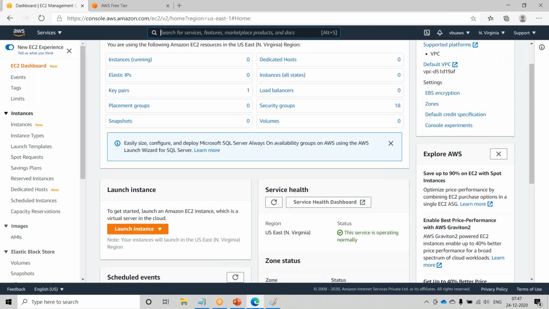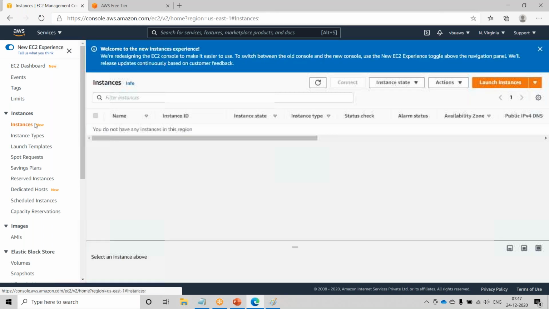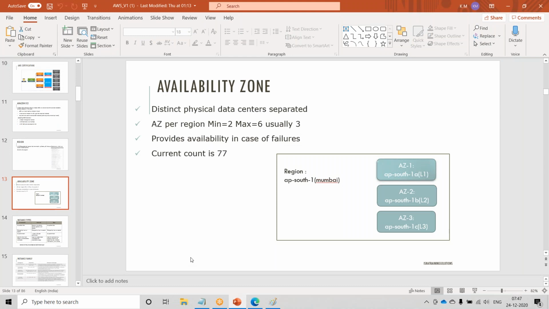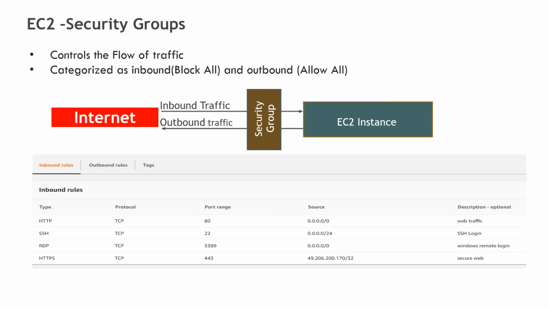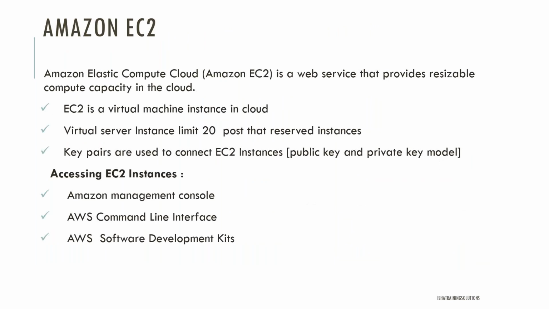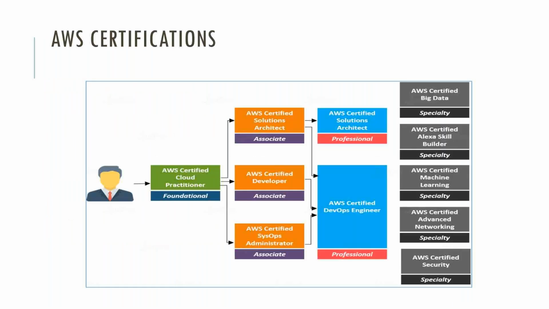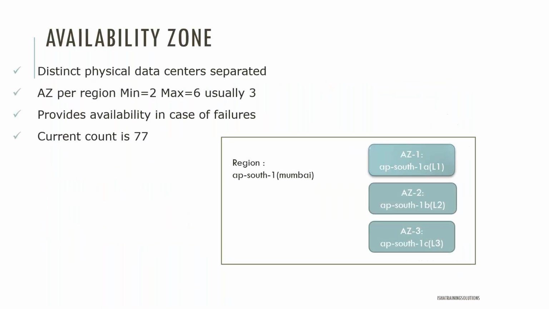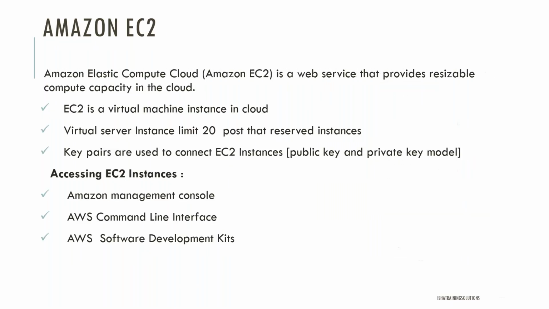On the left side you will have instances. Whenever you click instances, you will be able to see how many instances are running. Before this, we'll go to this slide. Currently you know what a region is and what an availability zone is. Now we will see what EC2 is.